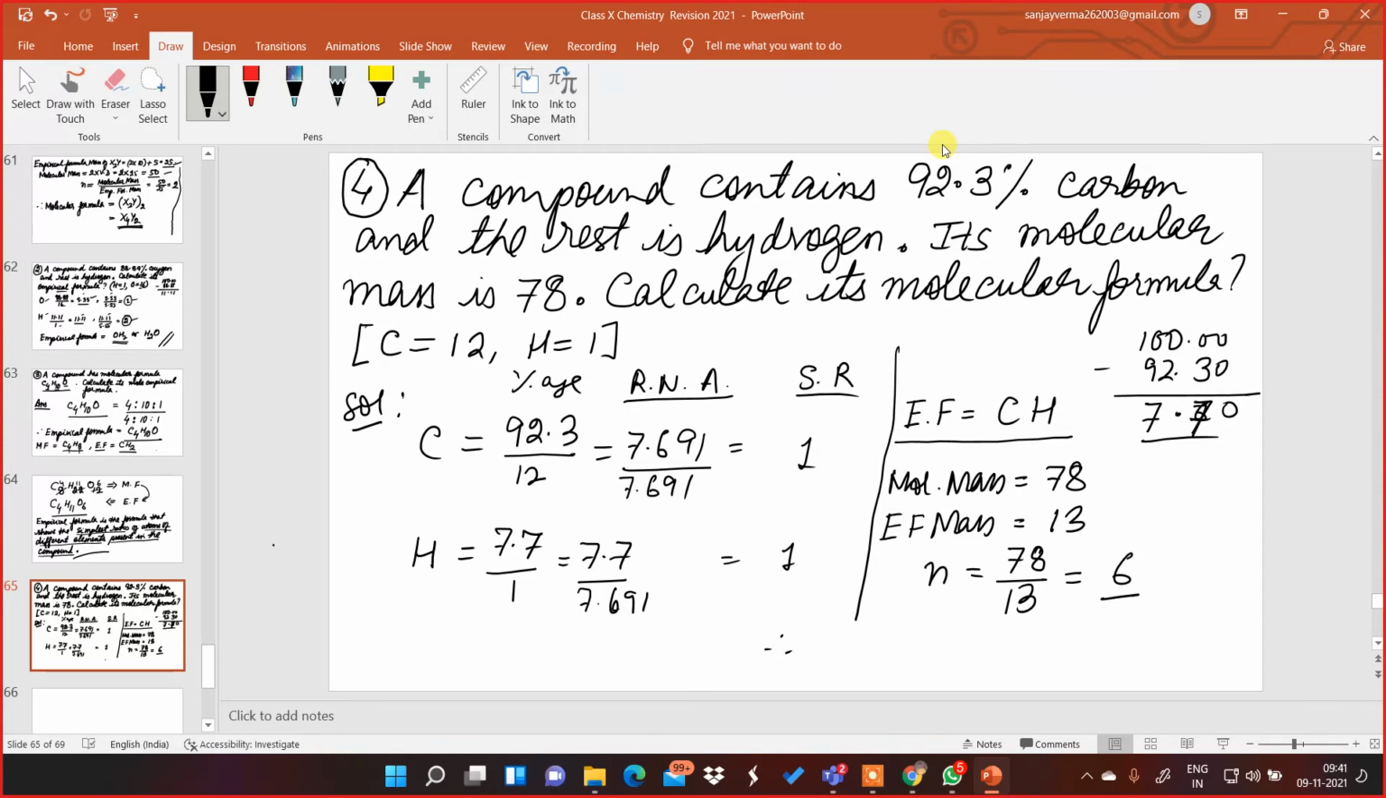So therefore, molecular formula is equal to n times the empirical formula. We already know it is CH. CH outside the bracket, we put 6 over here. Now put the 6 inside, we get C6H6. So that is the answer.